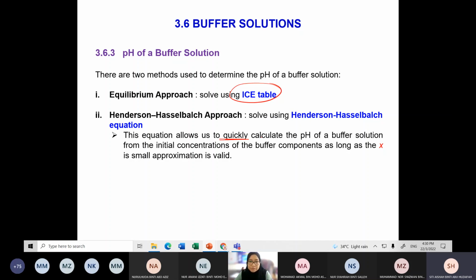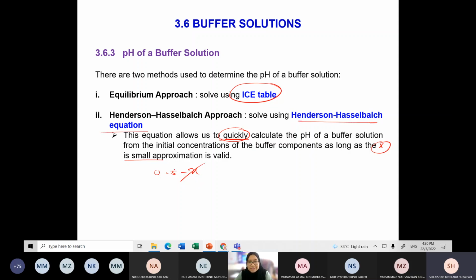Tapi banyak step lah. But this one we are able to determine the pH of the buffer solution faster, quickly from the initial concentration of the buffer component as long as the X is small, approximation is valid. See? Nampak tak? So kalau pakai formula ni, normally kita akan ignore the X. Katakanlah 0.5 minus X, kita assume that the X is negligible. Okay, it's negligible. So baru kita boleh pakai this Henderson-Hasselbalch.